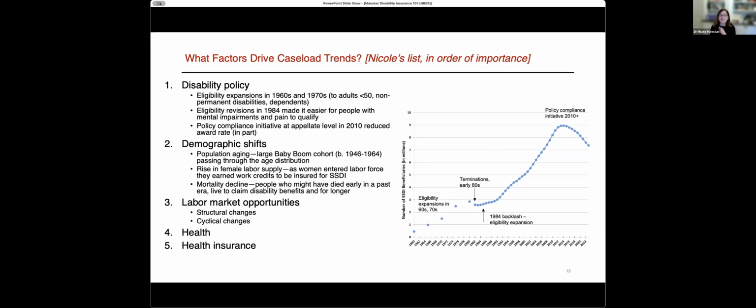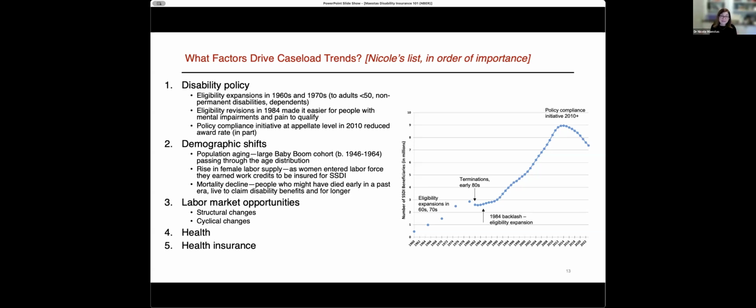By far, the program rises and falls on the basis of the policies that are enacted. Demographic shifts are also really, really important. The population aging and the large baby boom cohort has absolutely shaped these trends as well. And the rise in female labor supply has also been incredibly important, right? As women have entered the labor force over the last 30 years in larger numbers, they've been paying into the system. They've been making their premium payments. And so they are now insured for benefits, and that's caused the program to grow. Mortality decline has also played a role.